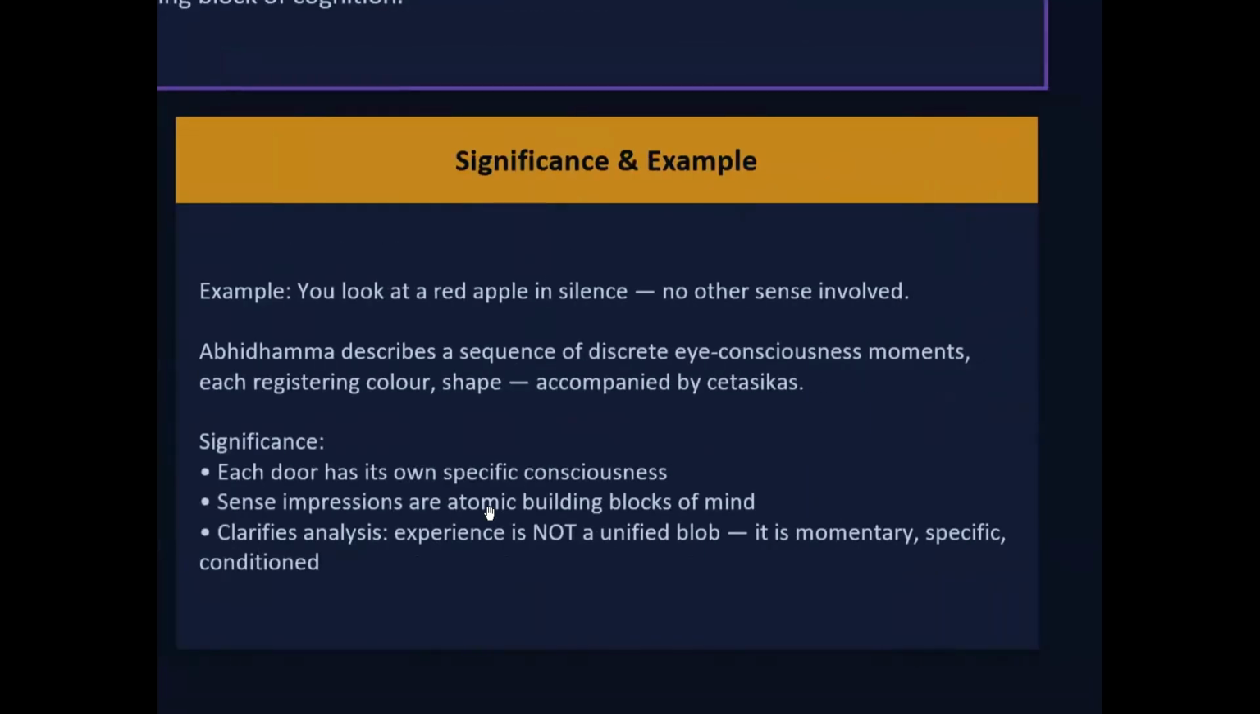Significant example: you look at a red apple in silence. There's no other sense involved. Okay? When you focus on looking at the red apple, no other sense, like taste, will ever arise in that. So Abhidhamma describes a sequence of discrete eye consciousness moments, each registering color and shape, then accompanied by citta. Okay? This is the manner of work, coming one after another.